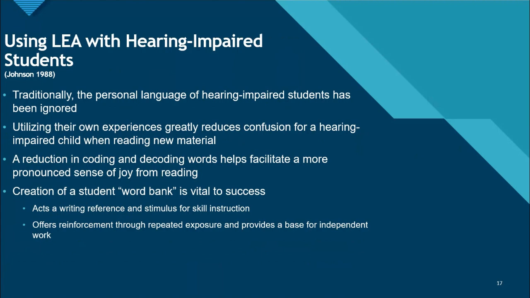And so if we can utilize that, we're going to greatly reduce the confusion for a hearing impaired child when faced with material they may not be familiar with. Okay, you're reducing that coding and decoding time. This is a core concept of the LEA model, reducing that coding and decoding time. Okay, and you create a word bank that is akin to the key vocabulary that Ms. Ashton Warner had discussed, or the idea of sight words. Okay. You are creating fluency by cutting down on that mental processing time.